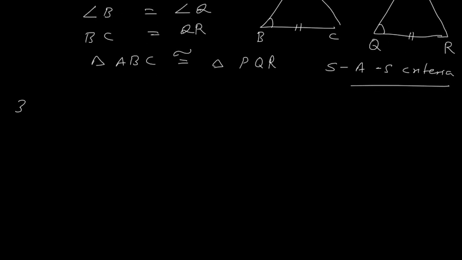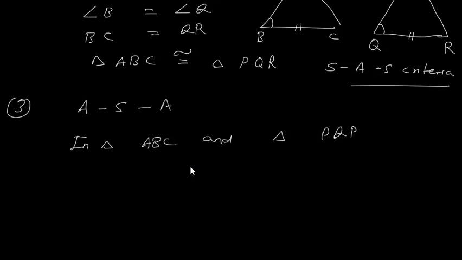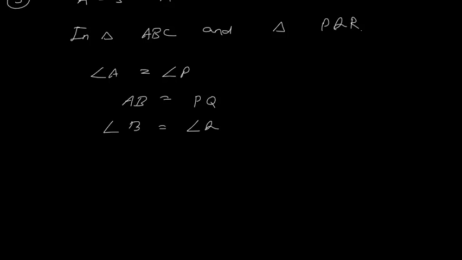The third criterion is angle side angle. That means in triangle ABC and triangle PQR, if I have angle A equal to angle P, side AB equal to side PQ, and angle B equal to angle Q, then the triangles are congruent by angle side angle.